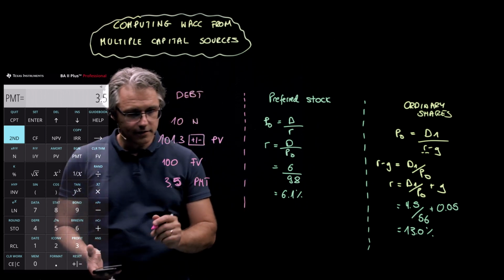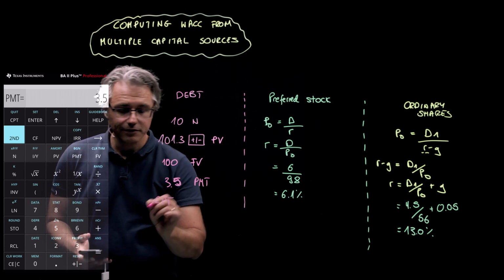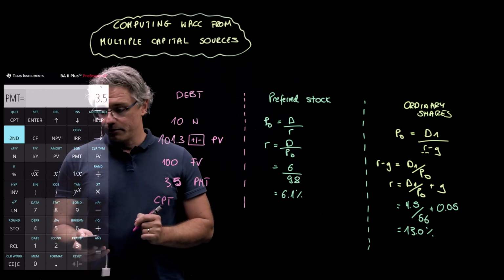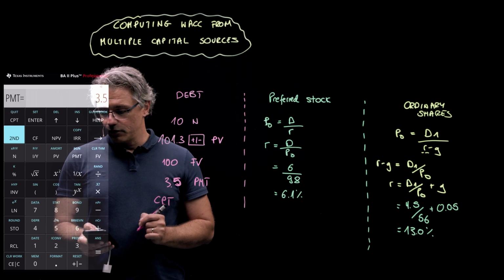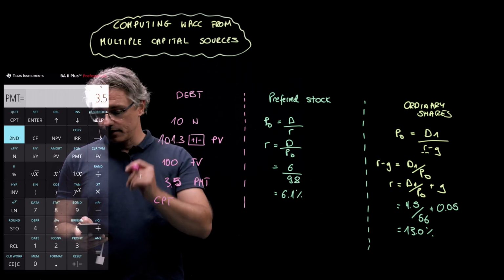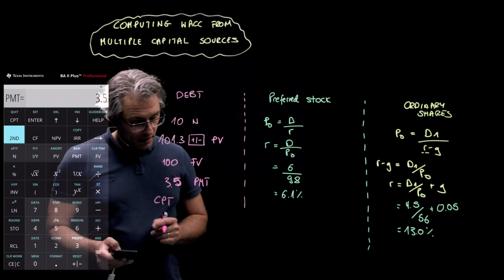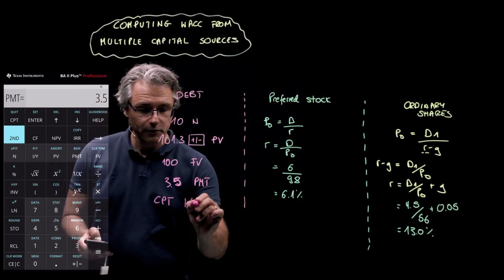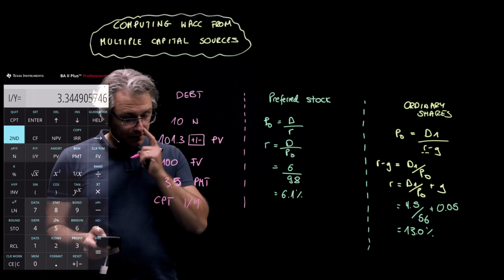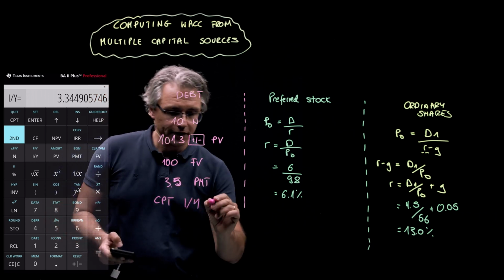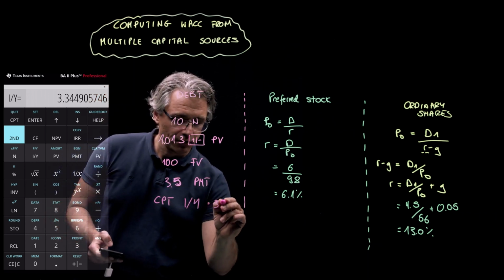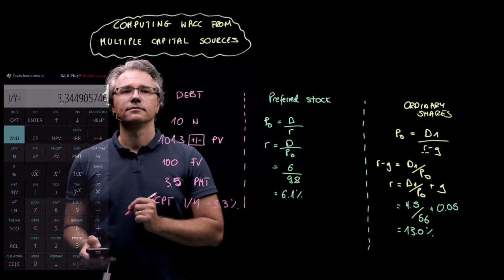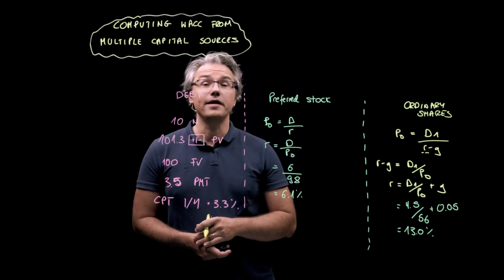Now we've made all the inputs that we could. Let's get the calculator to compute the yield to maturity, and we do this by pressing the CPT key, which is sitting at the very top of your calculator keys on the left-hand side, followed by I over Y, which stands for yield. And you can see that this comes in at roughly 3.3%.